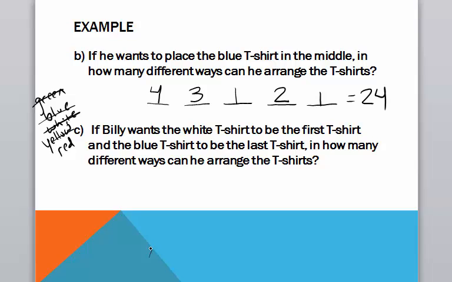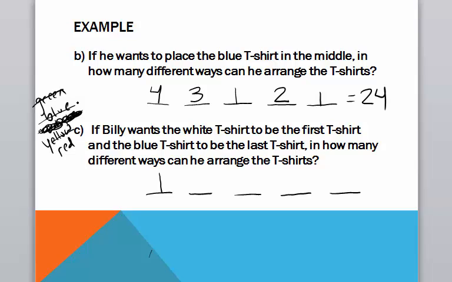All right, so part C, the final part of this problem, says that if Billy wants the white t-shirt to be the first t-shirt and the blue t-shirt to be the last t-shirt, in how many different ways can he arrange the shirts? So we're going to go ahead with our 5 blanks to represent the 5 positions. We know that we want the white one to be first. And so when I look at my first position, I only have 1 choice because it has to be white. All right, so I'm going to go ahead and mark off the white one completely.